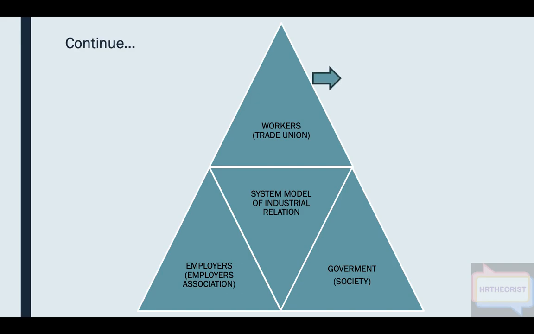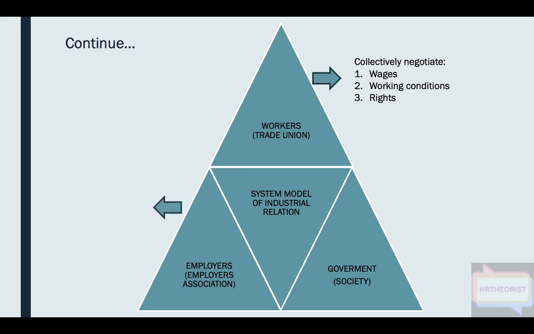Under workers, it is also referred as employees or labor. They are the essential actors in the system models because they provide their skills and labor in the exchange for wages and other benefits. Employees may also be organized into trade unions or other representative bodies to collectively negotiate with employer on matters related to wages, working conditions, rights, that is employment rights.